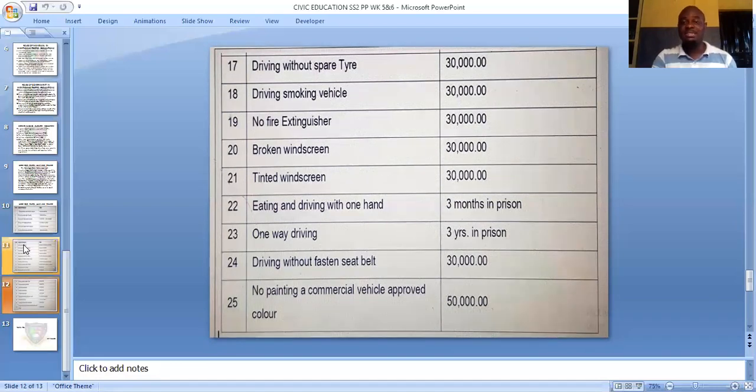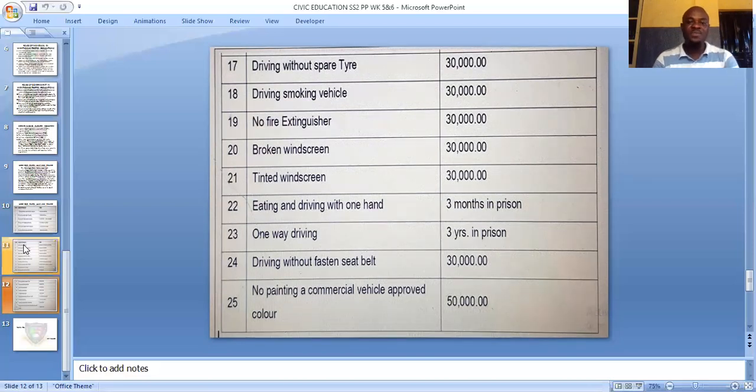One-way driving, that's 3 years in prison. You all know Lagos by the express, there's a road when you're coming to Lagos, and another road when you're going out of Lagos. So let's say you're coming to Lagos and you're passing the same road that those going out of Lagos are passing. That is one way, because it can easily cause an accident. Such a person will be in prison for 3 years.